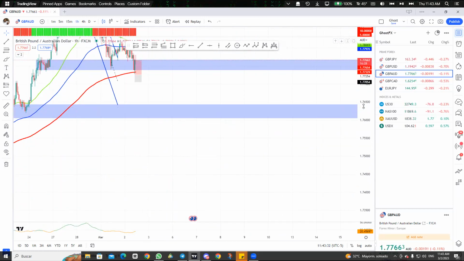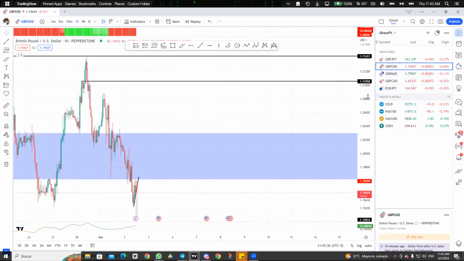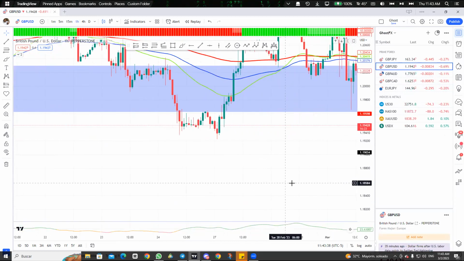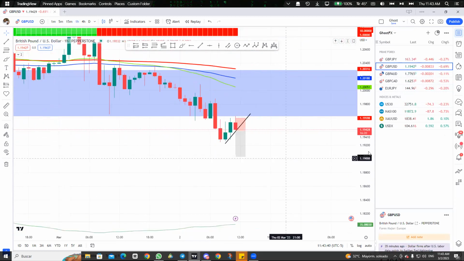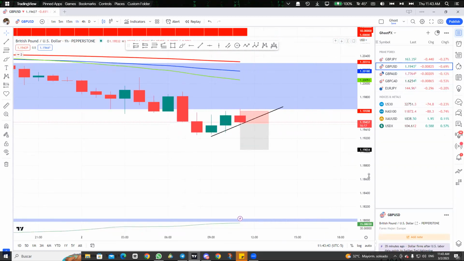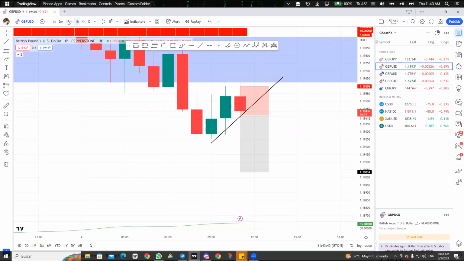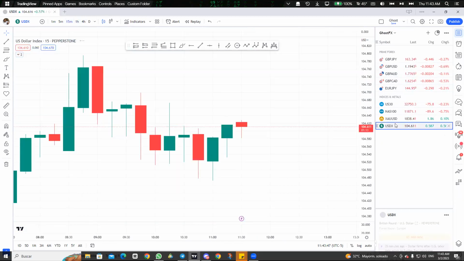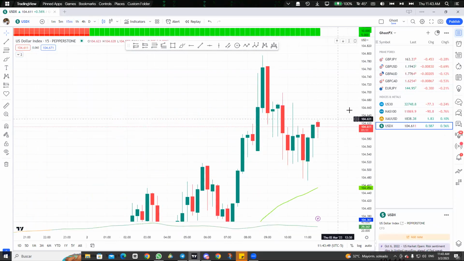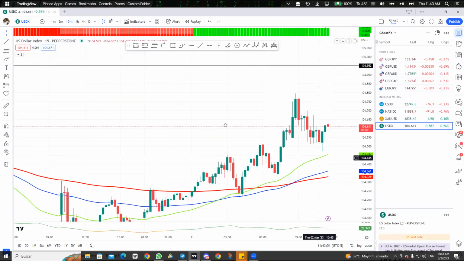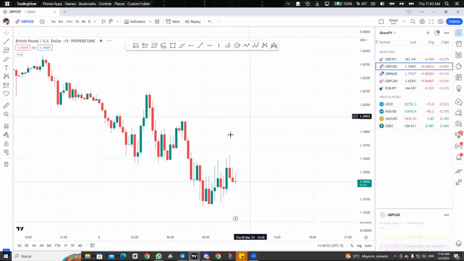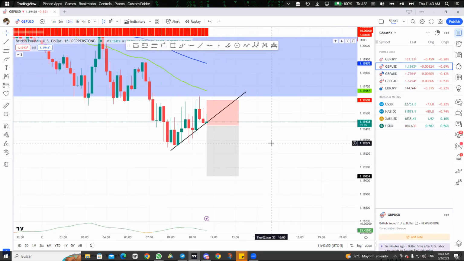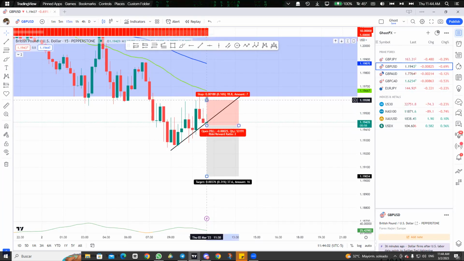Let's see. It looks like it wants to go down. GBP USD also looks like it wants to go down, and it actually might. Let me see how we're looking on the dollar. The dollar is looking bullish. So I think this is gonna go down, bro. So if you want, let's wait for it to reach here and take a sell.